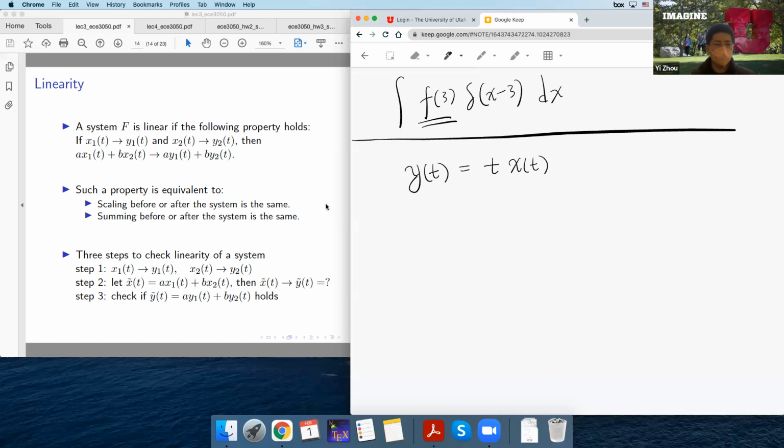Okay, so we follow these three standard steps, step by step. Step one, we create x1 and x2 and consider their corresponding outputs. By the system equation, y1 is t times x1(t), and y2 is t times x2(t). This is what this system does. So now we have these two pairs of input and output. And in the second step, we generate this x tilde, which is a linear combination.